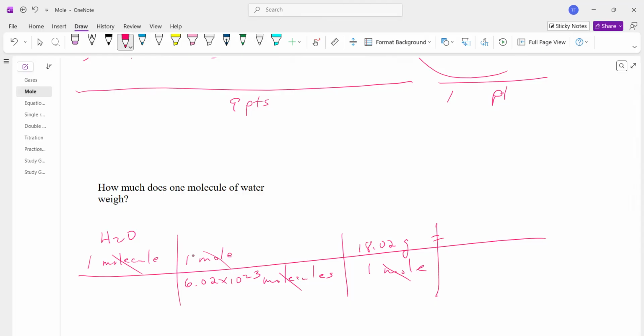And now sig fig wise, this is going to be kind of interesting. How many sig figs is one? Is it 1.1? No, it's infinite. Infinite, that's right. Good.